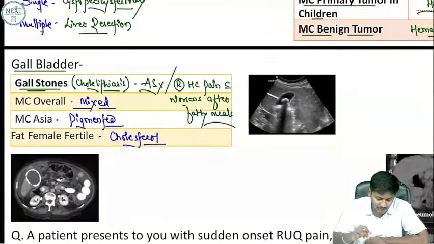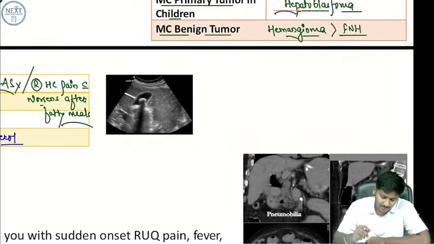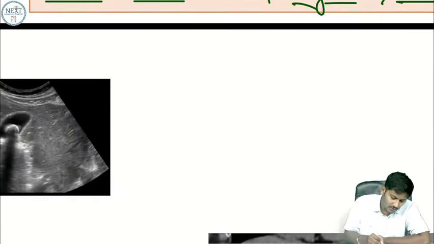We know 90% of gallstones are radiolucent, and when I say 90% of gallstones are radiolucent, that means they will appear black on X-ray or a CT scan. Therefore, neither an X-ray nor a CT scan will be good enough to diagnose a gallstone. The investigation of choice has to be an ultrasound abdomen.